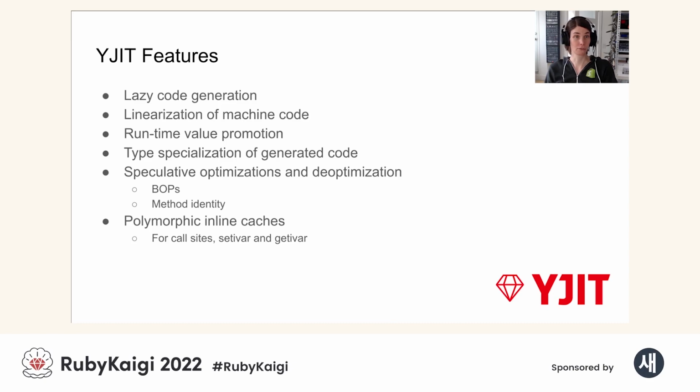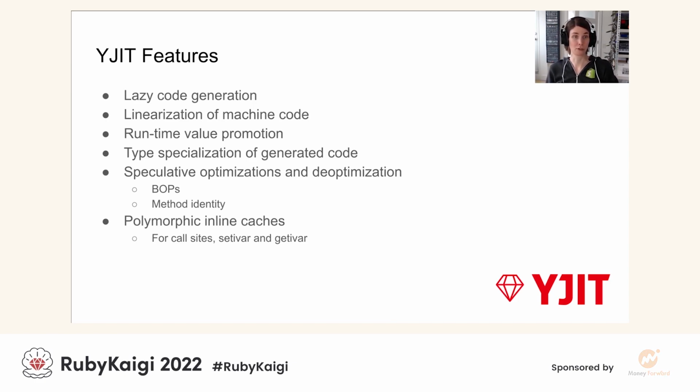So some of the features of YJIT are lazy code generation. That is, we only compile pieces of code that actually get executed at runtime, and we can compile only parts of methods that get executed. YJIT also linearizes the machine code that it generates. That is, it tries to generate straight line pieces of machine code that naturally fall through to minimize branching.